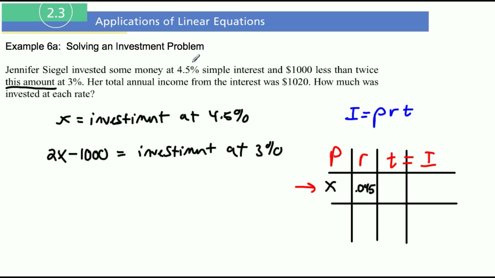Jennifer invested some money at 4.5% simple interest and less than twice the amount at 3%. Her total income from interest. And so how much was invested at each rate? Let's see, do we know?